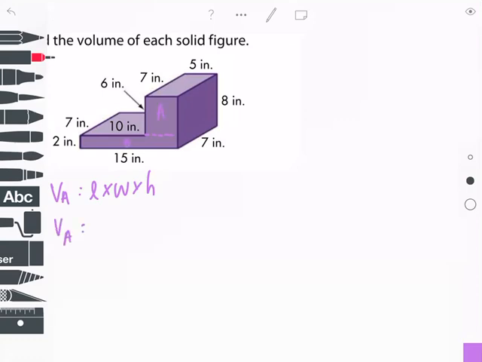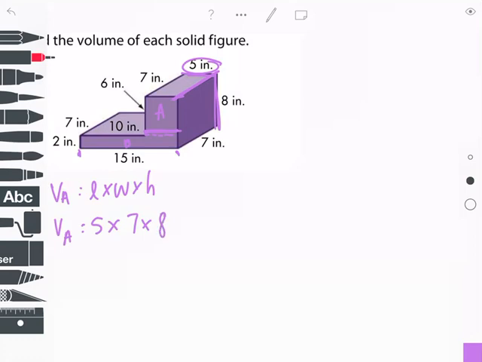So for volume A, the length would be this part of it. We can't use the number 15 because again 15 goes from here to here. So the length of only A would be 5. For the width, it's how wide it is. So in this case, it would be 7. And how tall A is, 8.